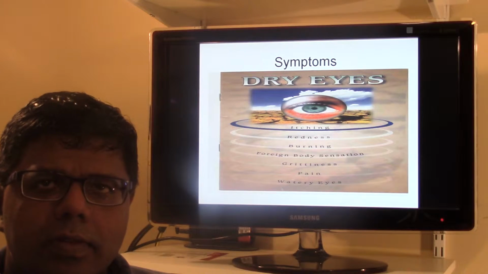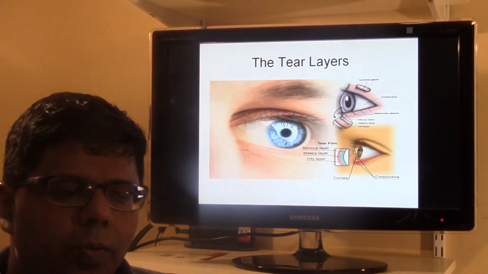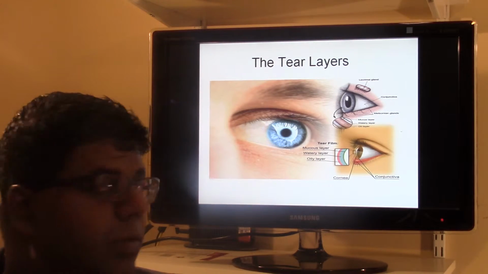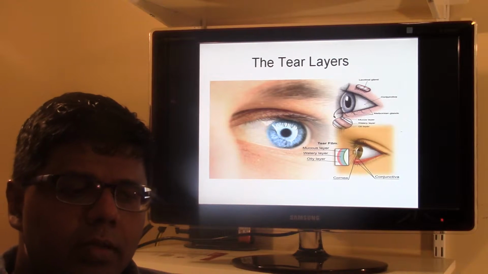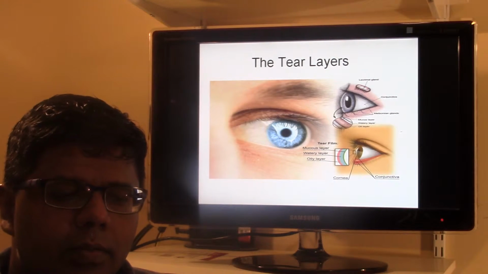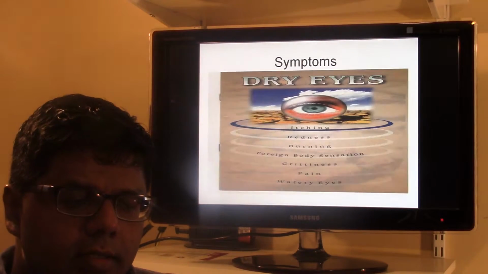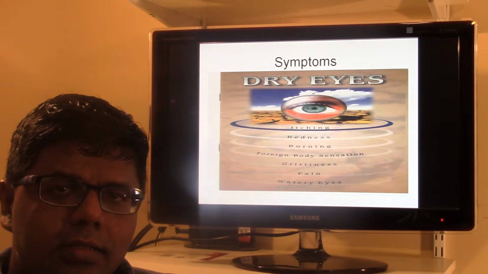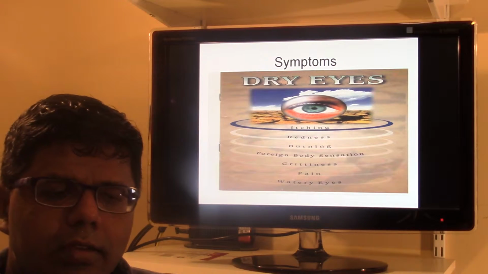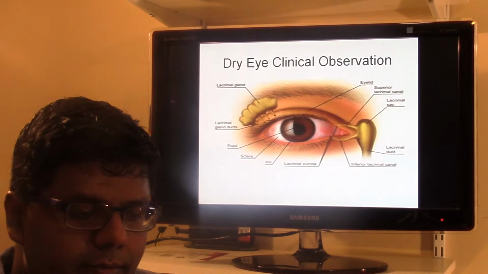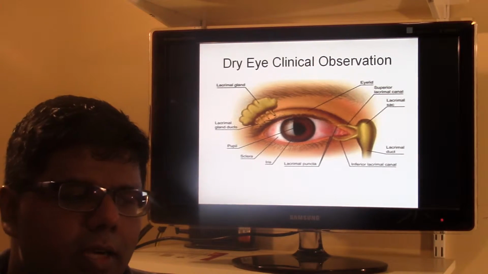It's counterintuitive to think that dry eyes are watery eyes, and the reason for the watering of the eyes is that when one of the tear layers is missing, the water layer tries to make up for it by producing more water, and therefore there's a lot of tearing in dry eyes. So a teary eye does not mean it's not a dry eye, it means it's probably a secondary effect of the dry eye.